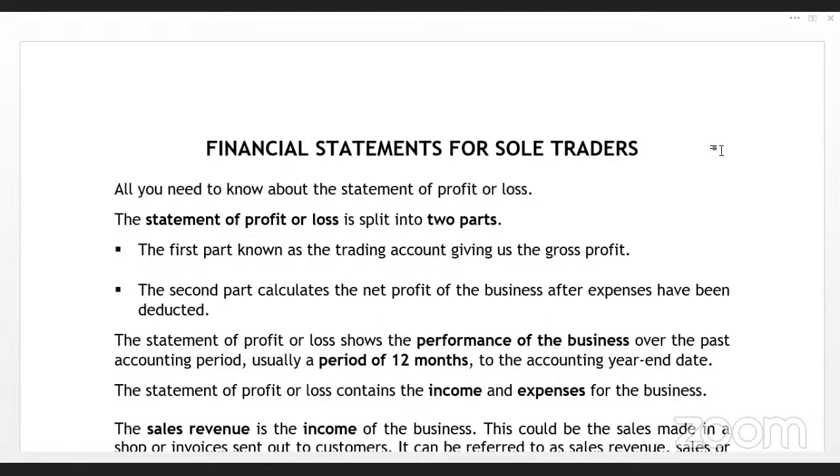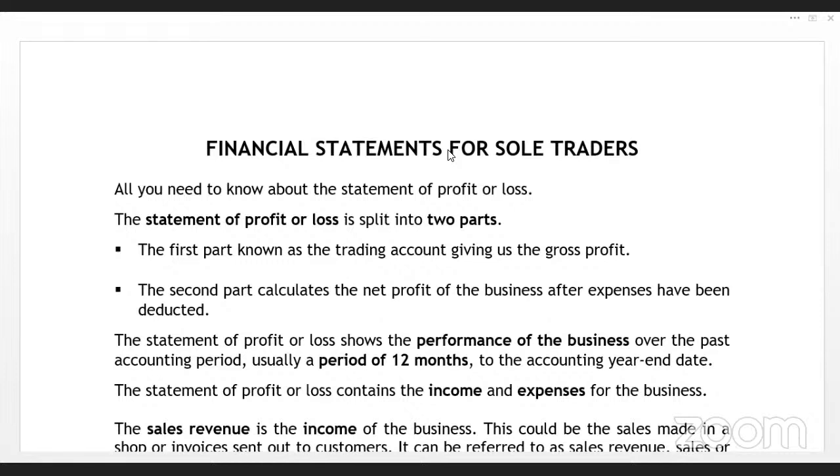Yes, we are here. We are going to be looking at financial statements for sole traders. That is our topic for today. Having looked at the preparation of the trial balance, after posting transactions to the ledger accounts, balancing the ledger accounts, and then extracting a trial balance, today we want to look at the preparation of the financial statements.